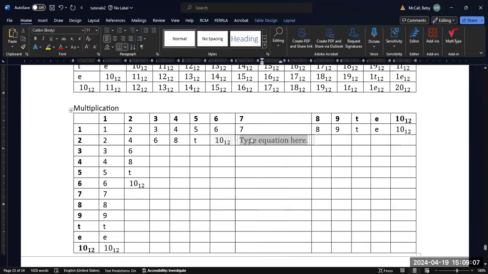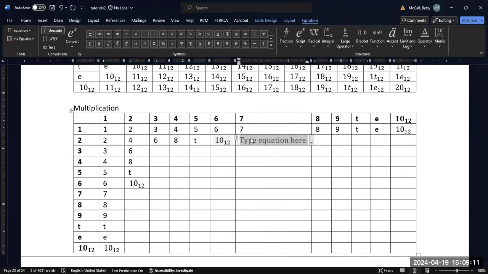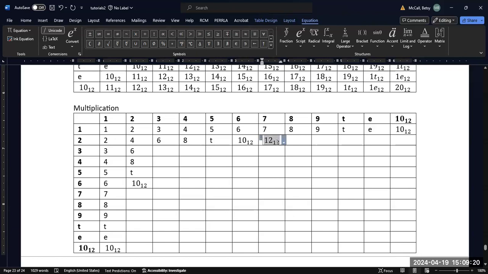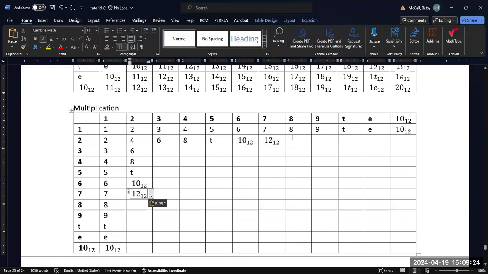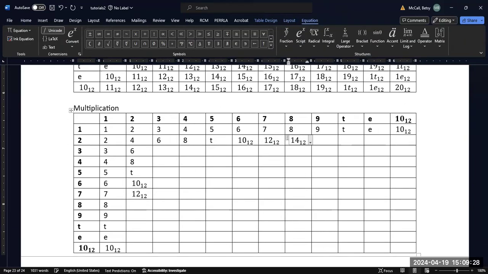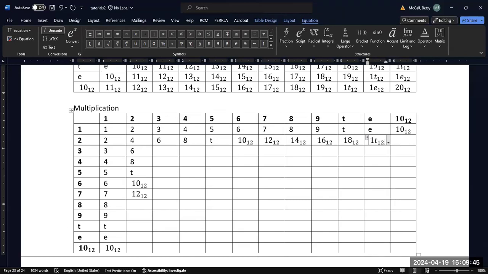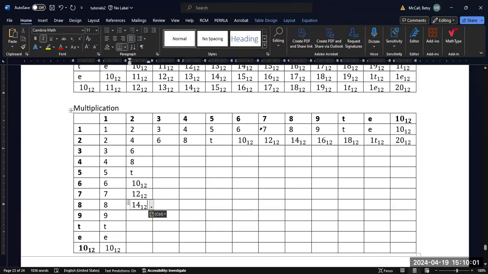And then 2 times 7 is 14, but 14 in base 10 converted to base 12 is 12, base 12. So notice what I'm doing is I'm essentially adding 2 each time. So this is going to be 14. And then this is going to be 16. And then this is going to be 18. And then this is going to be 1T because 2 more than 8 is 10. And then when I get to the end here, this will be 20. And then my row for multiplying by 2 and my column for multiplying by 2 are all the same.